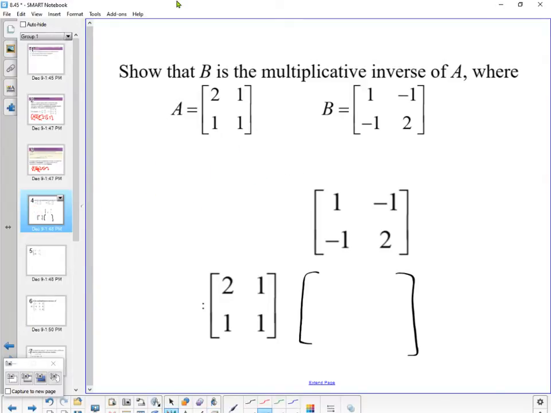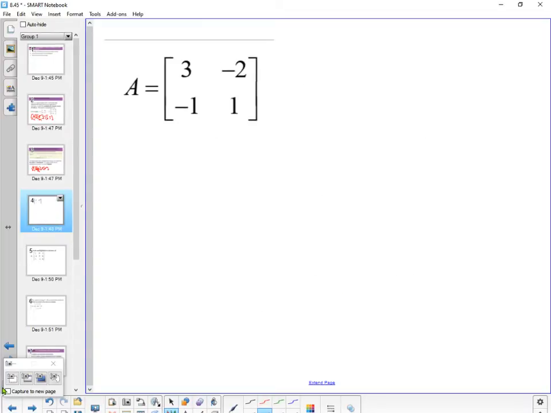So to get the first one, this is in the first row, first column, right? So we're going to multiply.